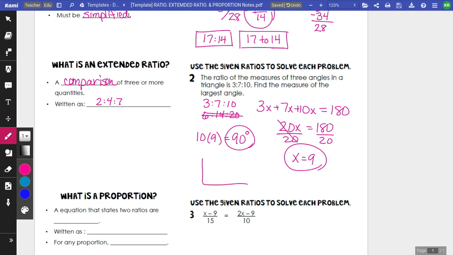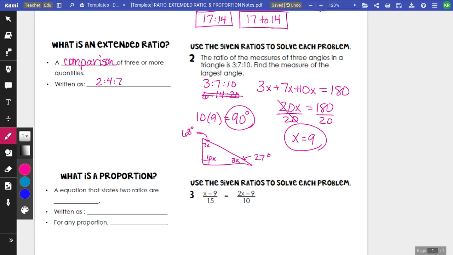So if you wanted to, we could sketch a triangle here. So there's that 90-degree angle. Okay, so this angle would have been the 3x, the 7x, and then the 10x. So of course we already found that that one is a right angle. But then if you go 7 times 9, that gives this one a 63-degree angle. And then 3 times 9 would make this one a 27-degree angle. So you've got 27, 63, and 90. You add those 3 up, and that gives you 180.